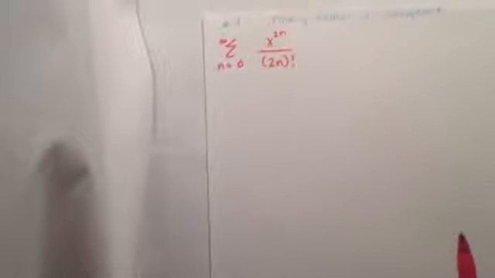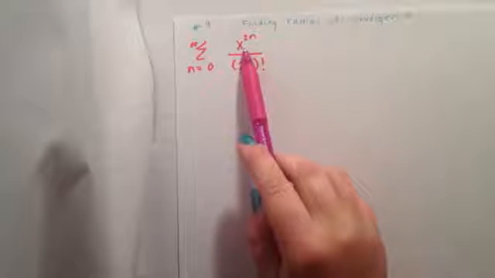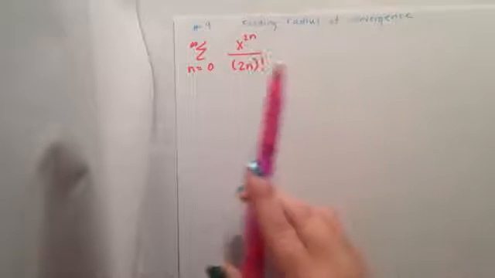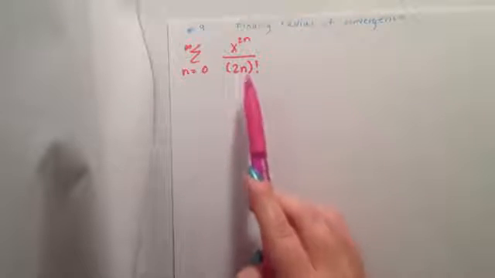Let's try another example. This is fun, isn't it? Alright. So here we have the summation from n equals 0 to infinity of x to the 2n power over 2n factorial. Ooh, this one has factorials. Nice. Alright. Just like the previous problem, we're going to use the ratio test to determine the radius of convergence.